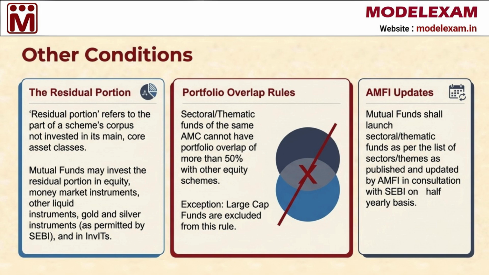Also, keep in mind that sectoral or thematic funds from the same company cannot have more than a 50% overlap with other equity schemes, and the list of available themes is updated by AMFI in consultation with SEBI every 6 months.